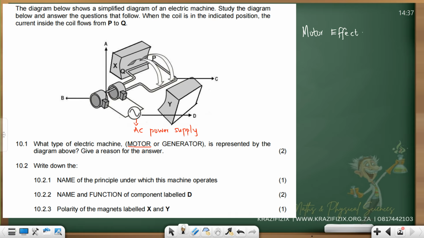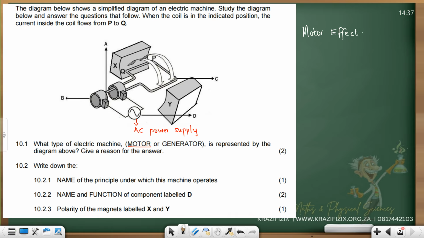Take note of that. Generators work on the principle called electromagnetic what? Induction. I prefer Faraday's law because I know this examiner sometimes says if you don't write Faraday's law, minus 1. So, okay. Name and function of the component D. D is an AC what? And it's a power supply. So it supplies what? AC. It supplies alternating current.